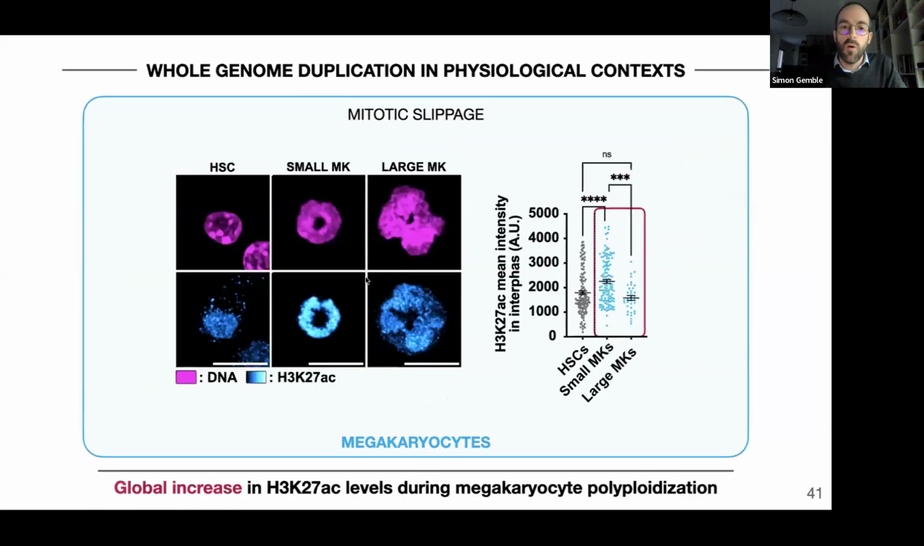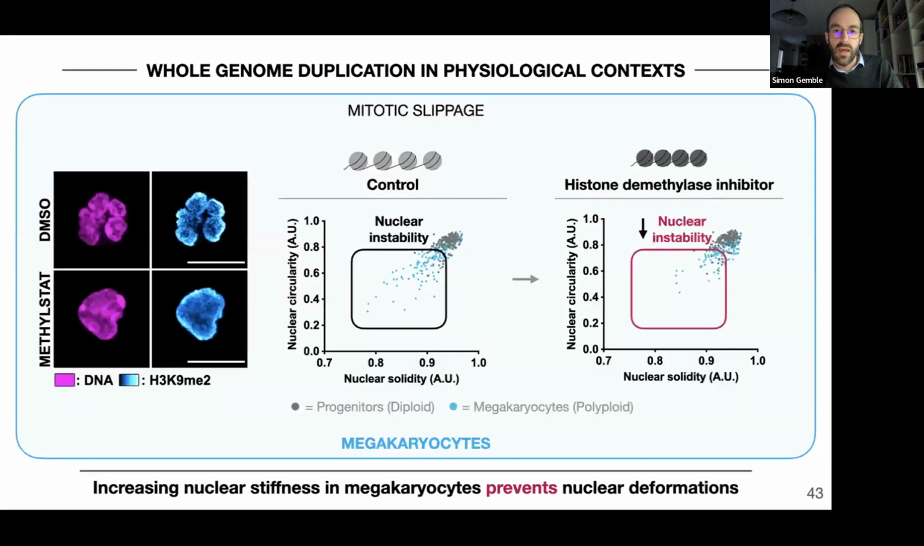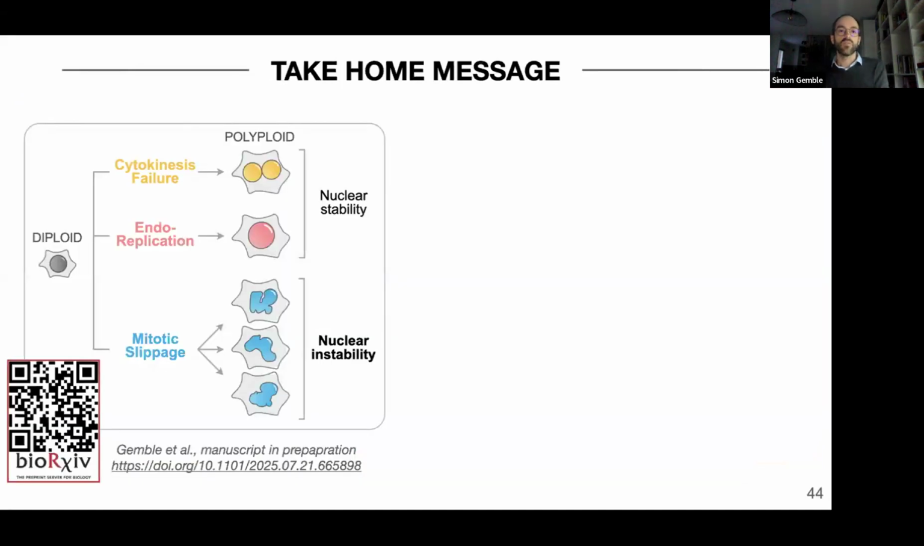We also observed more acetylation during megakaryocyte differentiation, and we were very happy to find this paper showing that megakaryocyte nuclei are softer compared to progenitor nuclei. So we were thinking that maybe it's exactly the same mechanism that explains the nuclear deformations in megakaryocyte. We asked this last question: is it possible to prevent nuclear deformations in megakaryocyte by increasing nuclear stiffness? To do so, we use the same strategies as before. We reduced histone acetylation, and we found that this was sufficient to improve nuclear shape in megakaryocyte and to decrease nuclear instability.